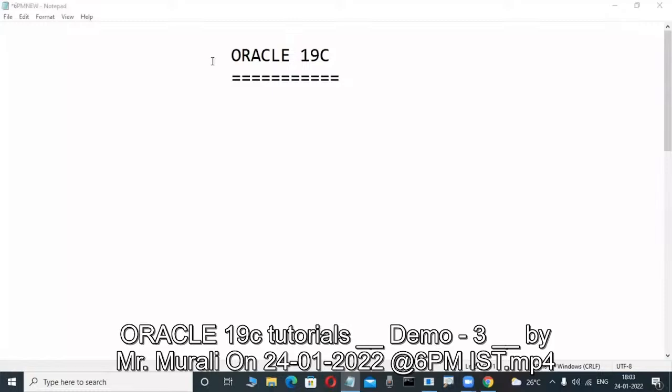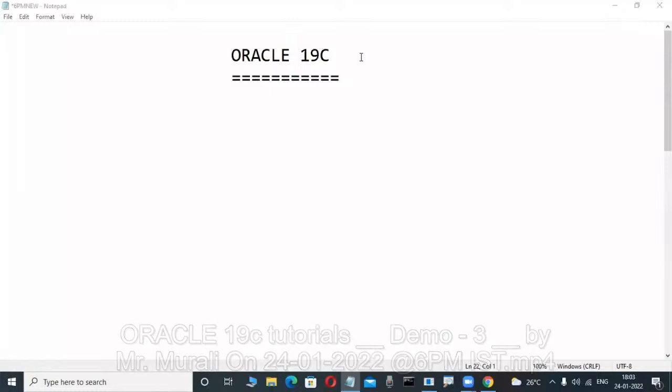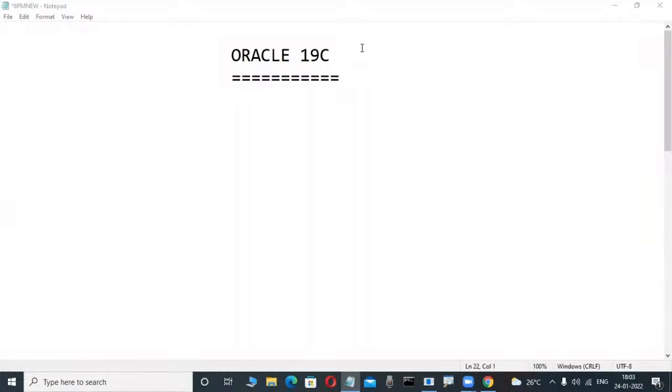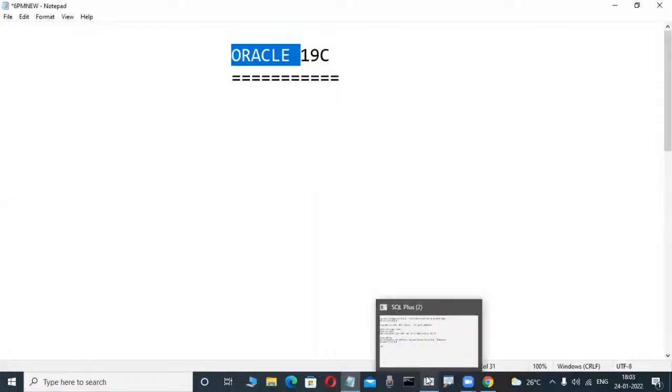Here, these are demo classes. Maybe this is the last demo class. Otherwise, 1 or 2 classes centrally. And actually, for newcomers to Oracle, concentrate. In the previous demo classes, small things I'm telling.